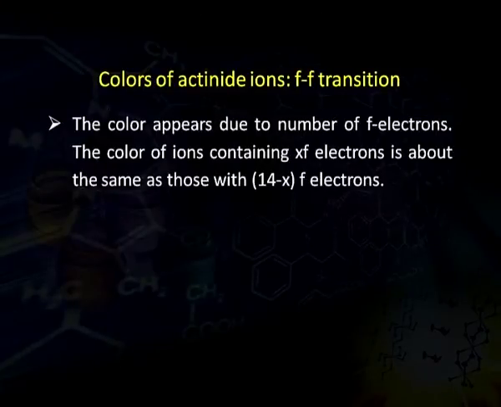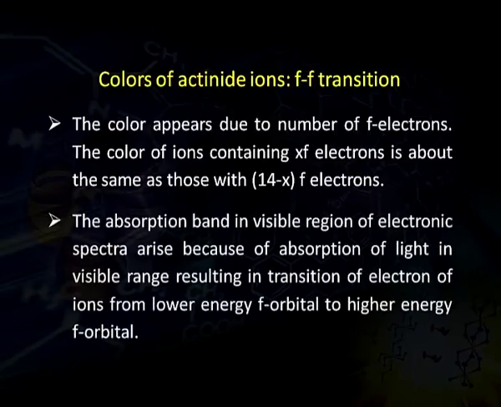The color appears due to the number of f electrons. The color of ions containing xf electrons is about the same as those which have been seen with 14 minus x f electrons. The absorption band in the visible region of electronic spectra arises because of absorption of light in the visible range, resulting in transition of an electron of the ions from a lower energy f orbital to a higher energy f orbital.